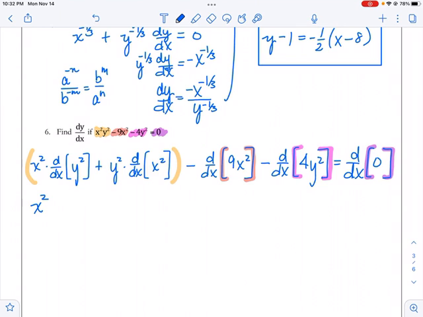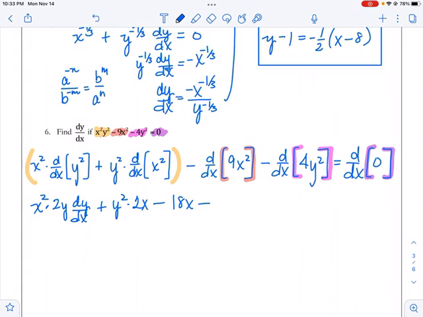Then we take the derivative of y squared, which is going to be 2y, but then you have to remember to use the chain rule, dy/dx. Plus, then we have y squared, and the derivative with respect to x of x squared is just going to be 2x. Then we have minus the derivative of 9x squared, which is just 18x.